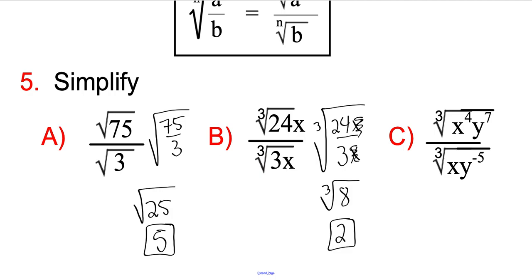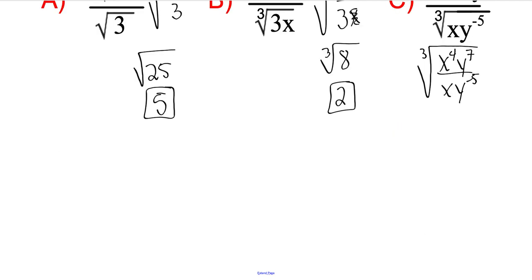Okay? Same idea with C. So put them under the same radical. X to the 4th, y to the 7th on top, x on the bottom, y to the negative 5th. All right? And now with these, remember you're thinking, to simplify, I subtract from the bigger variable. Okay, so the x's are going to go up and subtract from that one. So we'd have x to the 3rd.